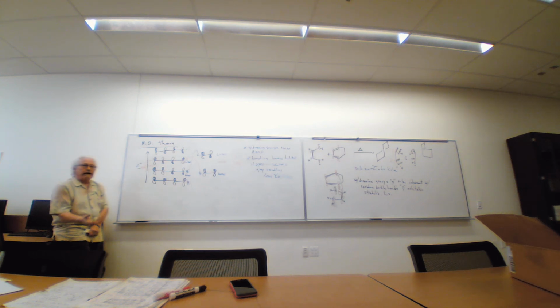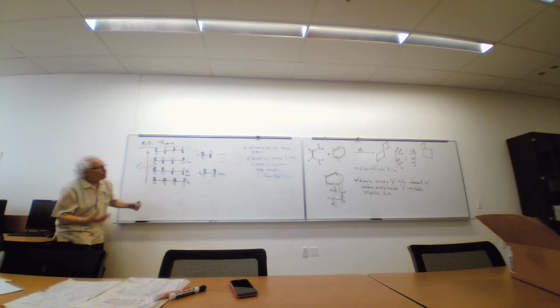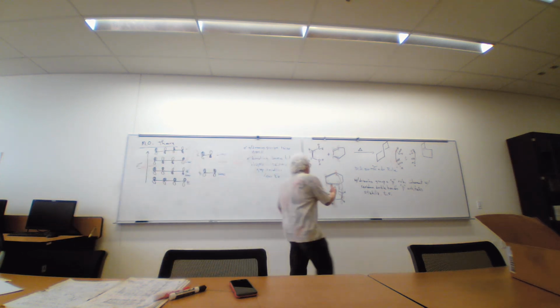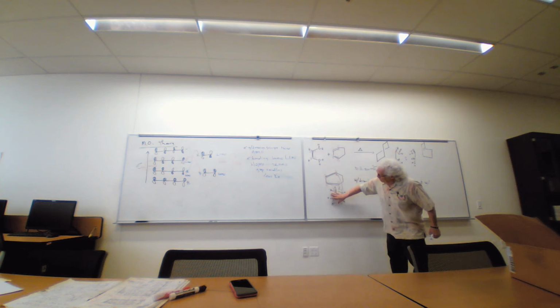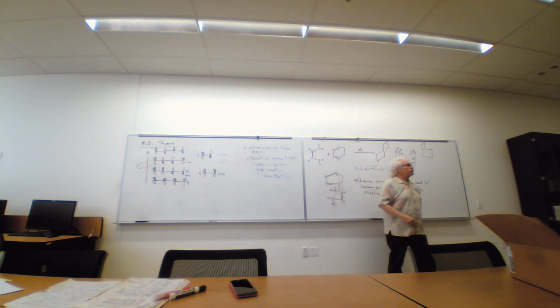So, electron donating, withdrawing groups. They raise and lower, make the reactants get closer together in energy, make the reaction go faster. So the Diels-Alder reaction shows that. Electron withdrawing groups on the dienophile, and donating groups on the diene make it go faster, or the reverse.